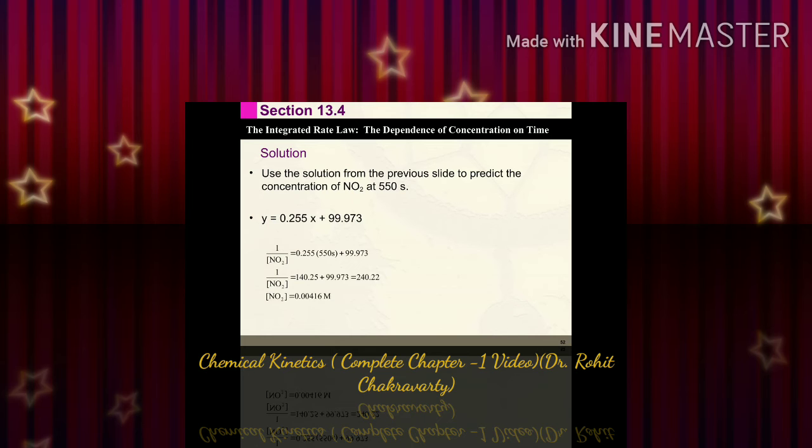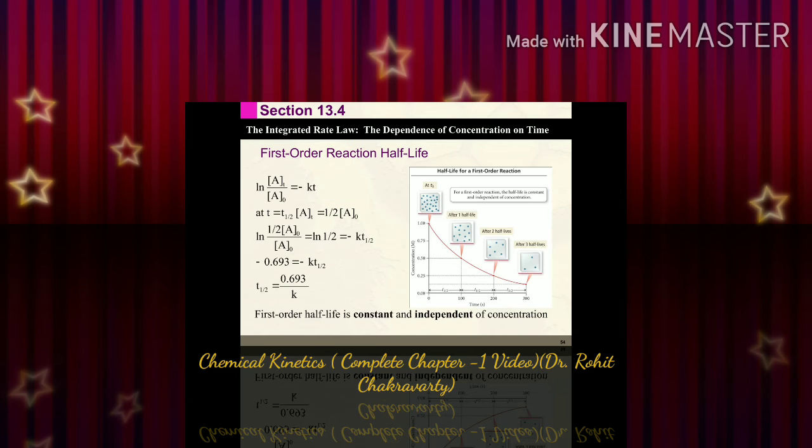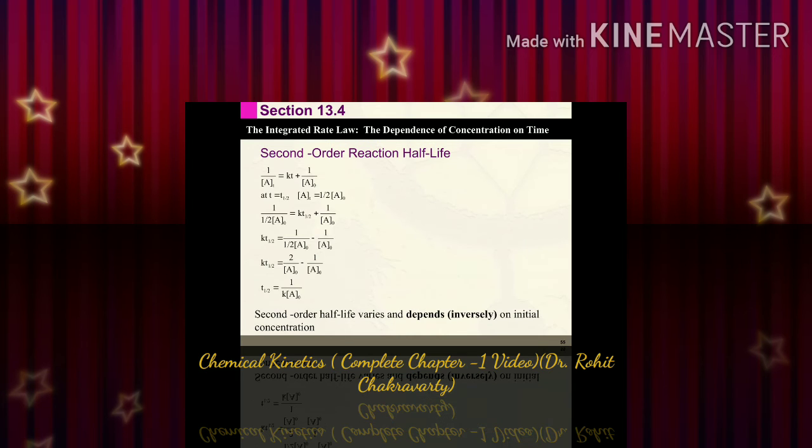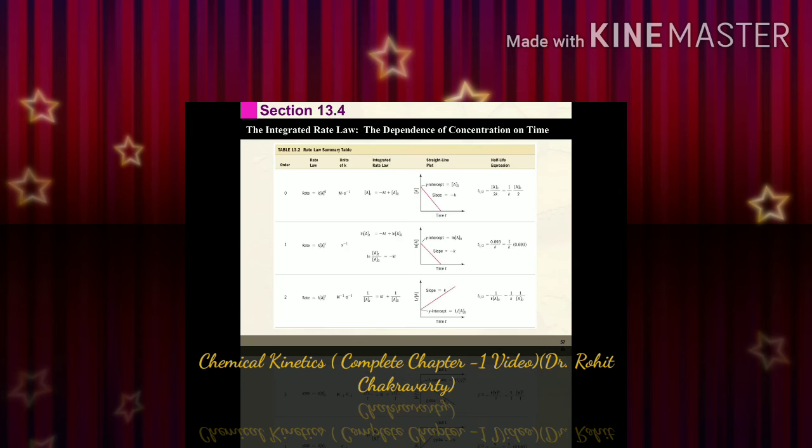The solution for this question: use the solution from the previous slide to predict the concentration of nitrogen. Now the half-life of a reaction is the time when the initial concentration of the reactant gets halved, that is, the reactant gets consumed to half of its initial concentration. The second order reaction half-life and the zero order reaction half-life. Here you can see the derivation in these slides and the graph plot between them.